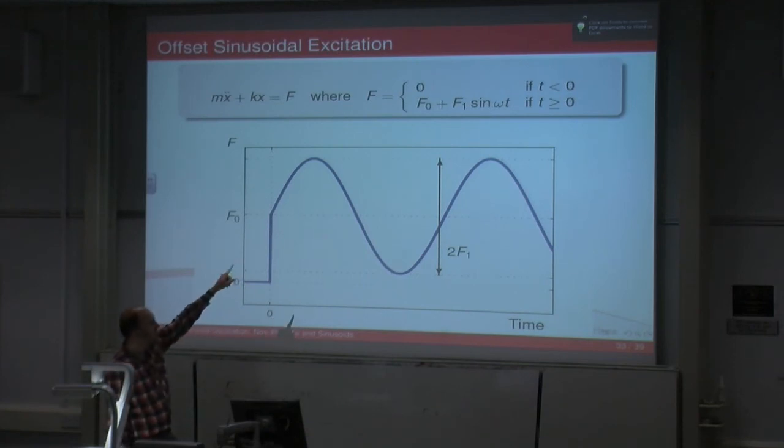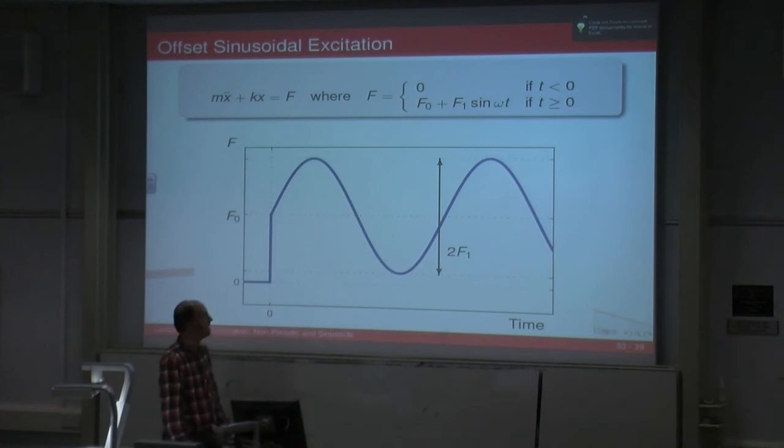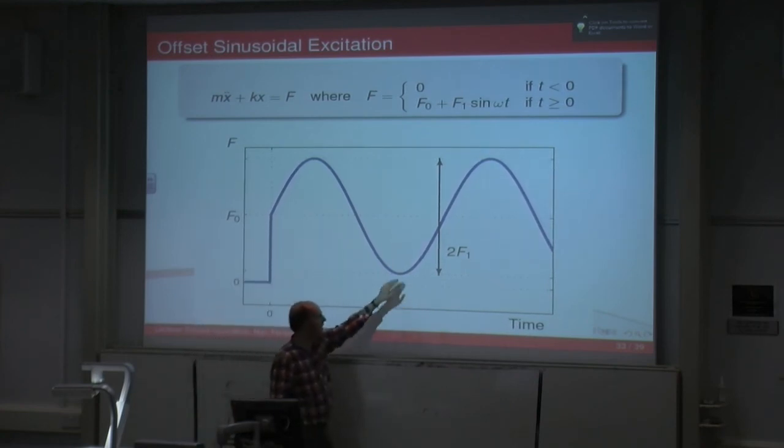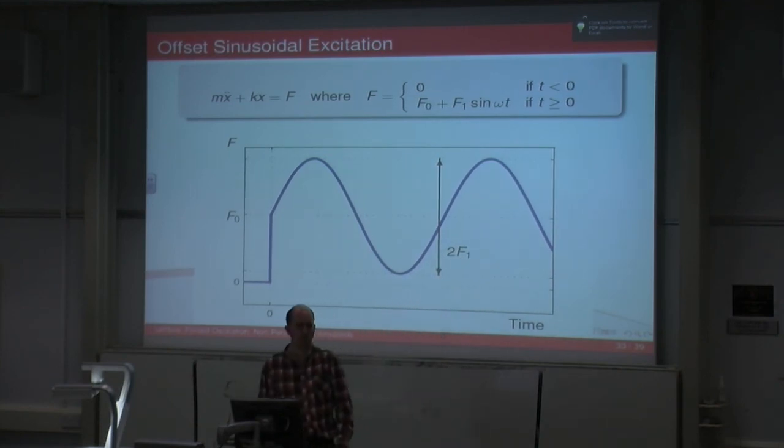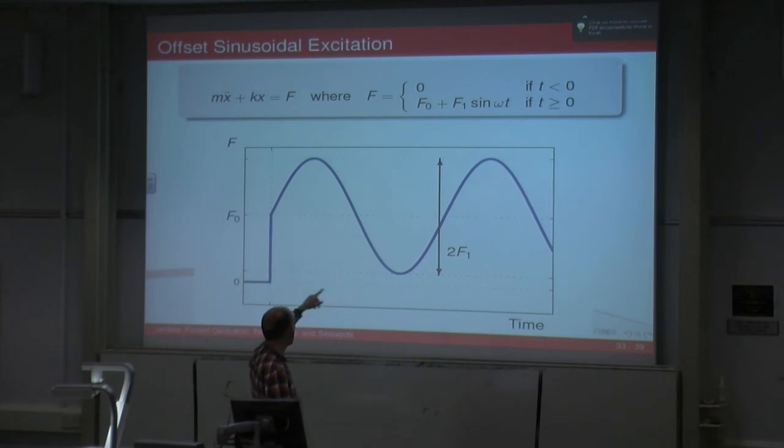This time we've got two forcing functions, f0 plus f1 sine omega t. So bump along, get to time 0, suddenly we've got a step forcing function up to f0 and an oscillation where the peak to peak value is 2 times f1. So that's what's going on, that's the force being applied. How do we solve for it?